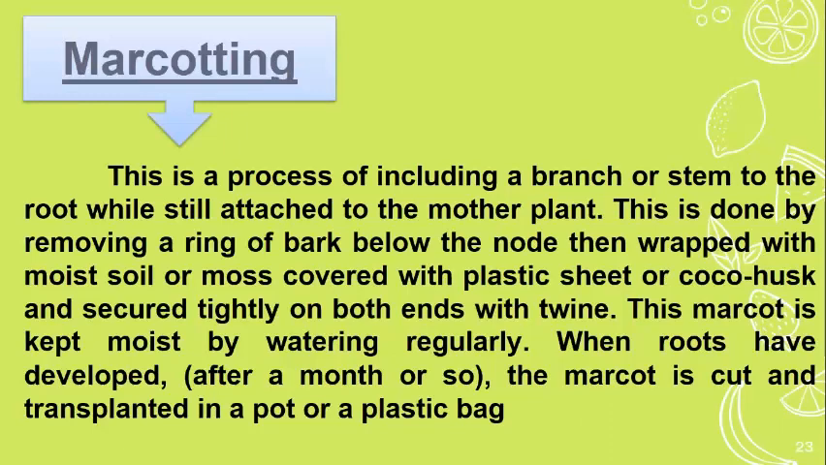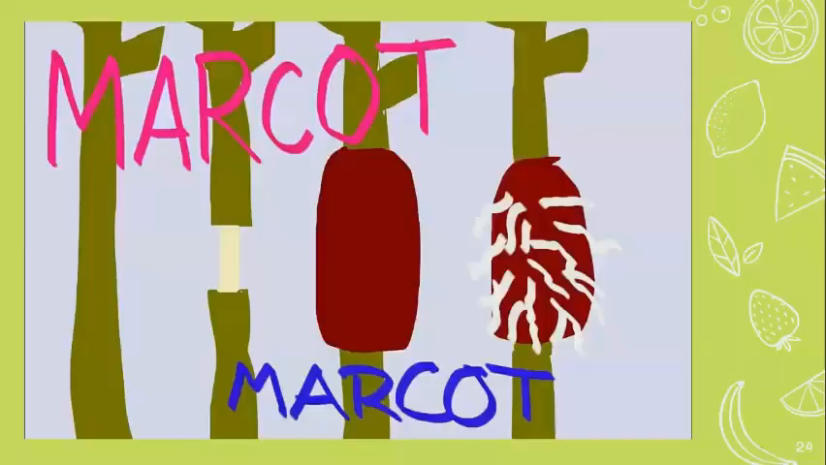The marcot is kept moist by watering regularly. When roots have developed after a month or so, the marcot is cut and transplanted in a pot or a plastic bag. And this is marcotting.